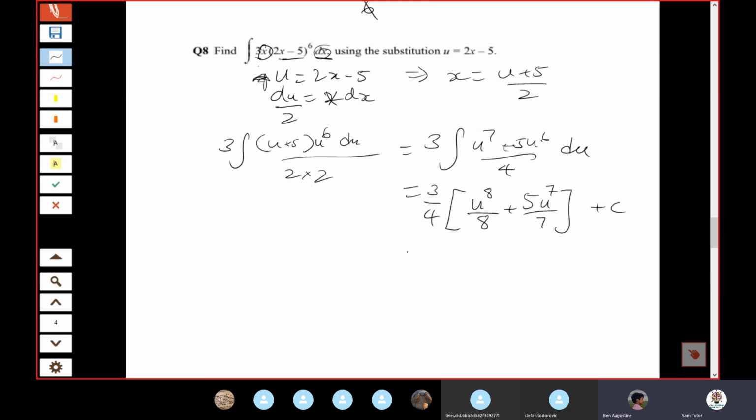as well as multiply this in. So it's going to look something like this. 3u over 32 plus 15u over 28 plus c.